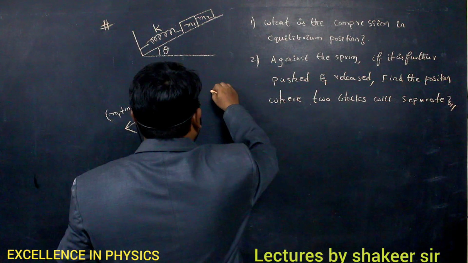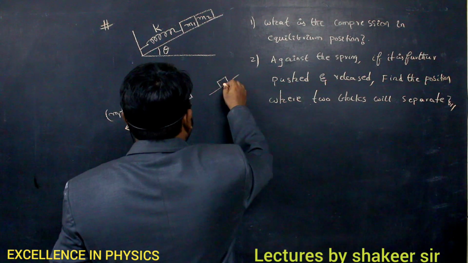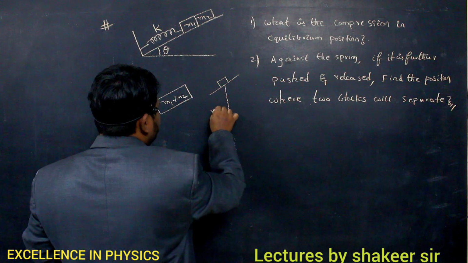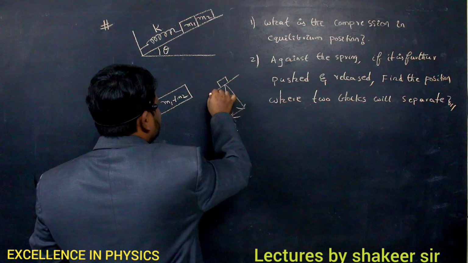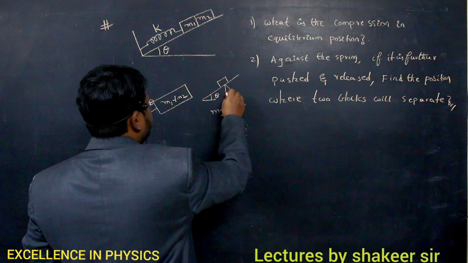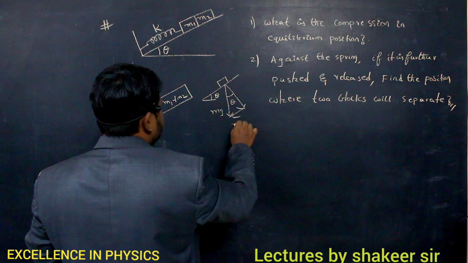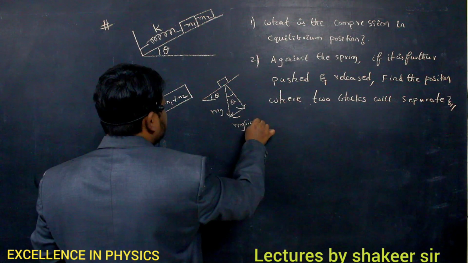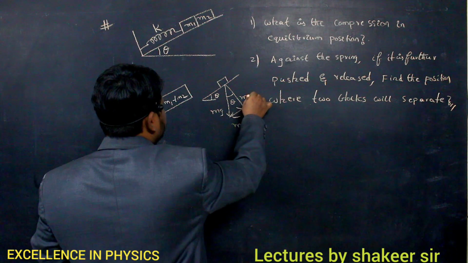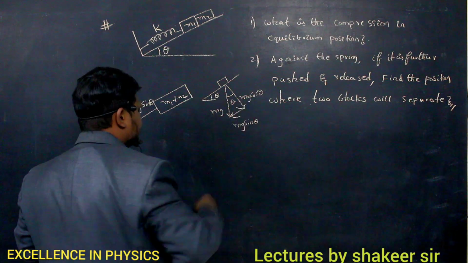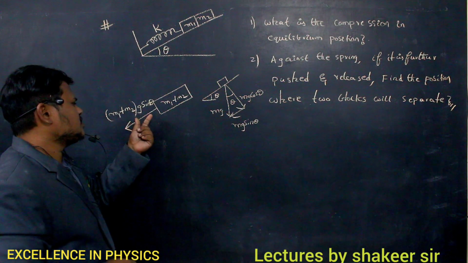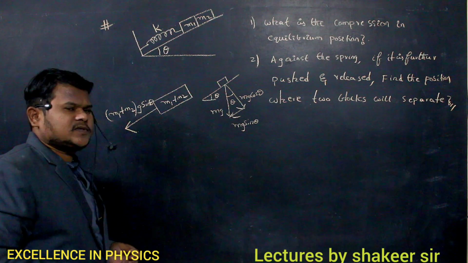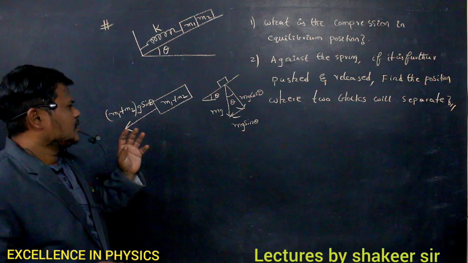So already we have studied splitting of vectors. For example, if on an inclined plane a mass is present, its weight mg is acting downwards. This mg I can split into two components. If the angle of inclination is theta, this is also theta. So this becomes mg sin theta and this becomes mg cos theta. We have studied them many times. So here total mass is m1 plus m2, so m1 plus m2 into g sin theta is the force which is pulling these two bodies downwards.